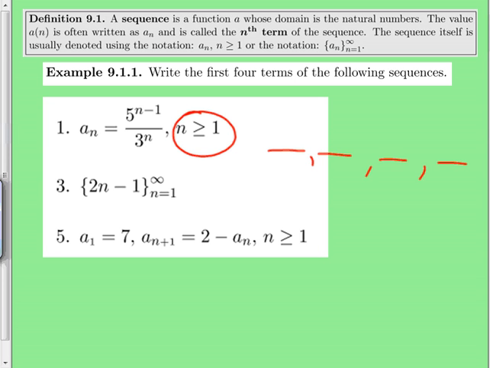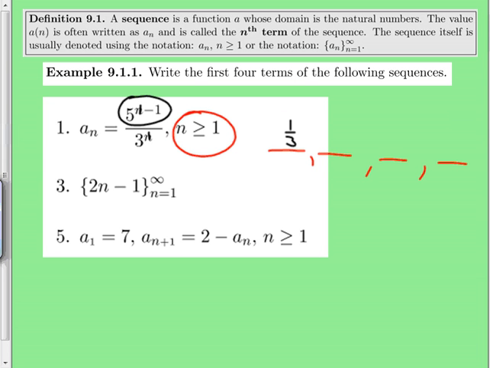Just to get people started, in case you're stuck, you put a 1 in first, and you'll get 5 to the 1 minus 1, which is 5 to the 0, over 3 to the 1. But you actually do that. And what's 5 to the 0? 1. Over 3 to the 1, which is 3, so it's 1/3. Okay, that's how you're supposed to be getting these. And the first one is 1/3.